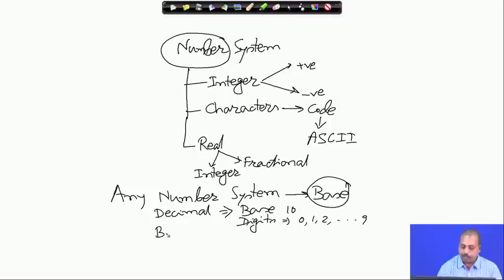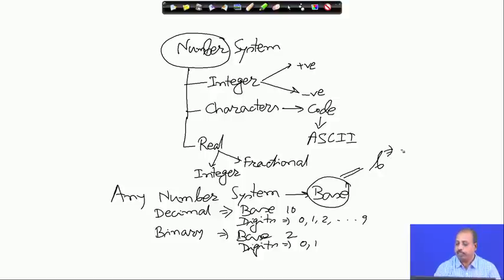Or if you consider the binary number system, as we know, there the base value is 2 and the digits are 0 and 1. So, in general, if we have the base equal to b, then that means there will be b possible digits in the number system. So, we have b possible digits. These digits are marked as 0, 1 going up to b minus 1.